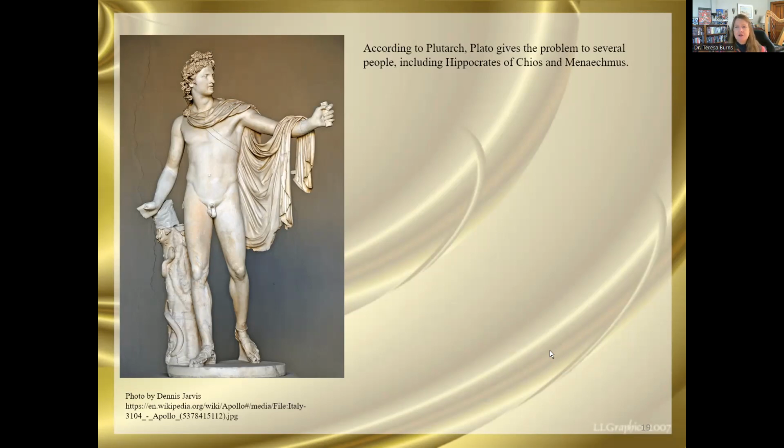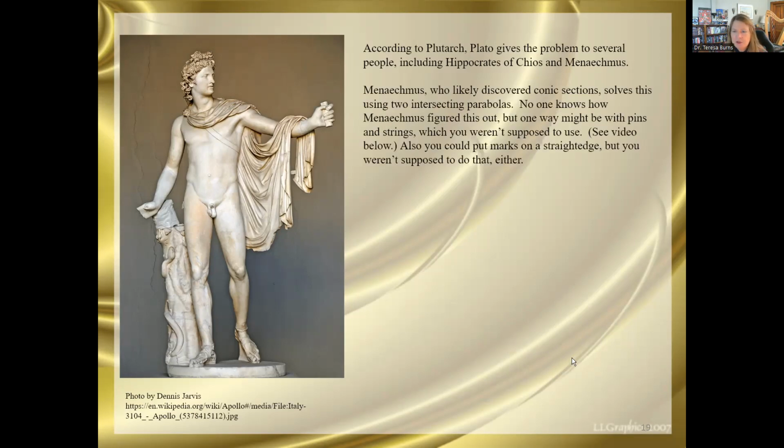And then another person called Menaechmus. And Menaechmus is the person who likely discovered conic sections. And he solves this using intersecting parabolas. In fact, as the story goes, he discovered the whole concept of what a parabola was because of this doubling of the volume of the cube problem. Now, he didn't solve it algebraically, which is how we'll do it now. No one really knows how he figured it out, just that his solution was right.